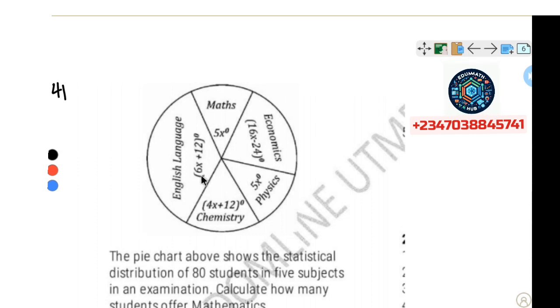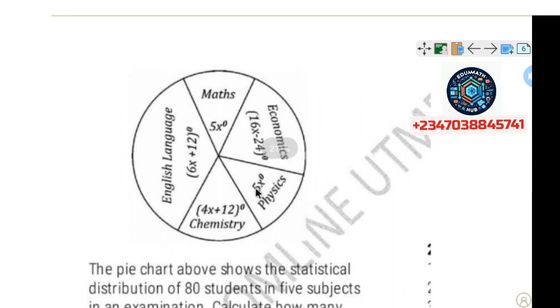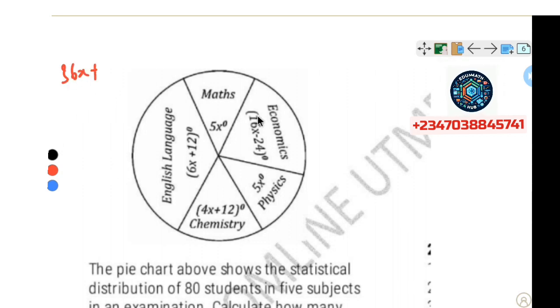So if you just add all the values of x first, so you have 6x plus 4x, that will give us 10x. Then 10x plus 5x, that'll give you 15x. 15x plus another 5x, that's 20x. 20x plus 16x, that'll give you 36x. So the value of x there is 36x. Then you add the numbers. 12 plus 12 is 24. This is minus here, so 24 minus 24, that will be 0. So it must give us 360 because that is the sum of angles in the circle.